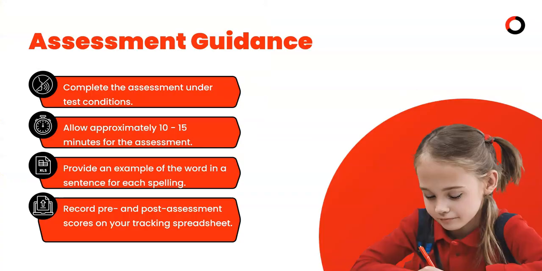And just some final assessment guidance. Make sure you complete the assessment with test conditions. Allow approximately 10 to 15 minutes for the assessment. Provide an example of the word in a sentence for each spelling, and then just record your pre and post assessment scores on your tracking spreadsheet and then input these into the platform.